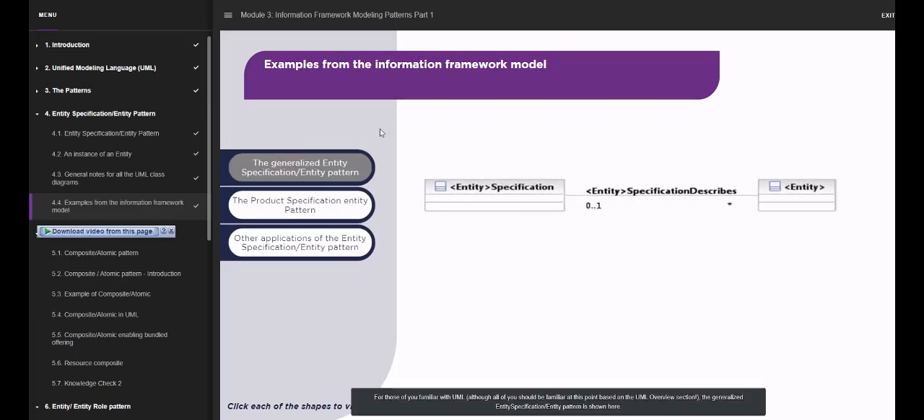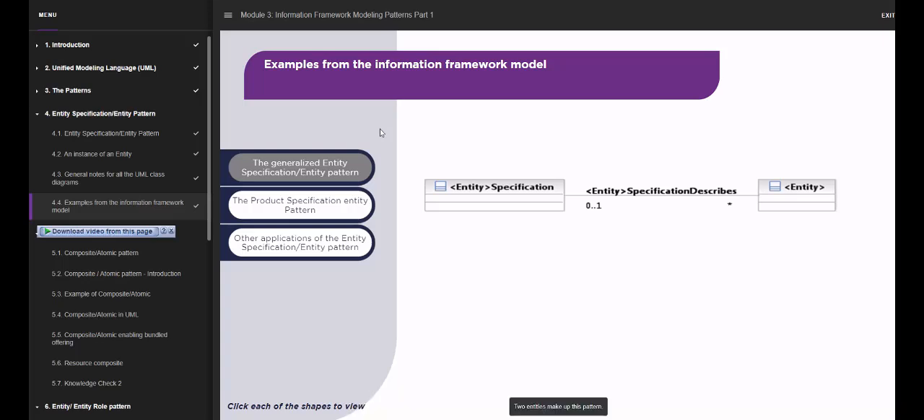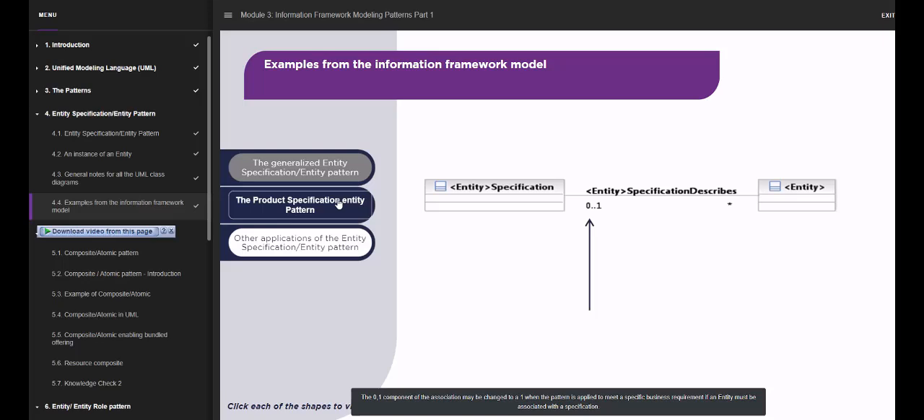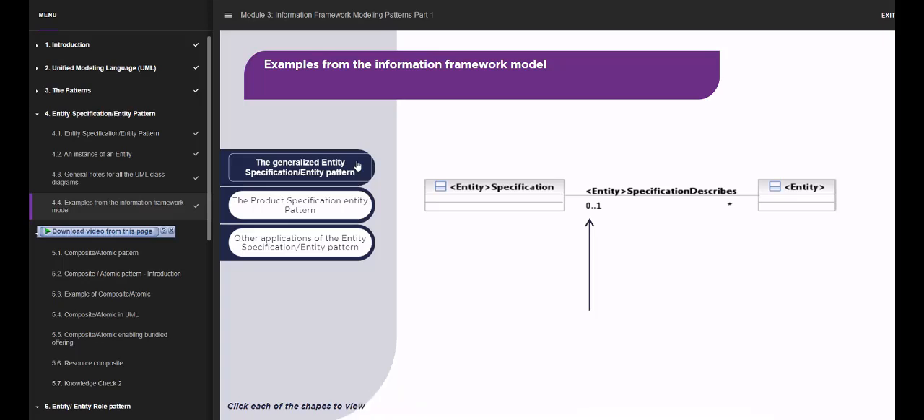For those of you familiar with UML, although all of you should be familiar with UML based on the UML overview section at this point, the generalized entity specification entity pattern is shown here. Two entities make up this pattern. The 0,1 component of the association may be changed to a 1 when the pattern is applied to meet a specific business requirement, if an entity must be associated with a specification.